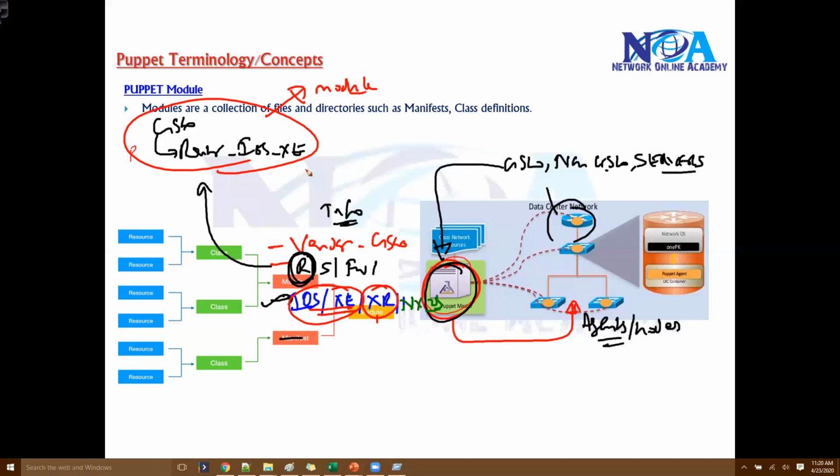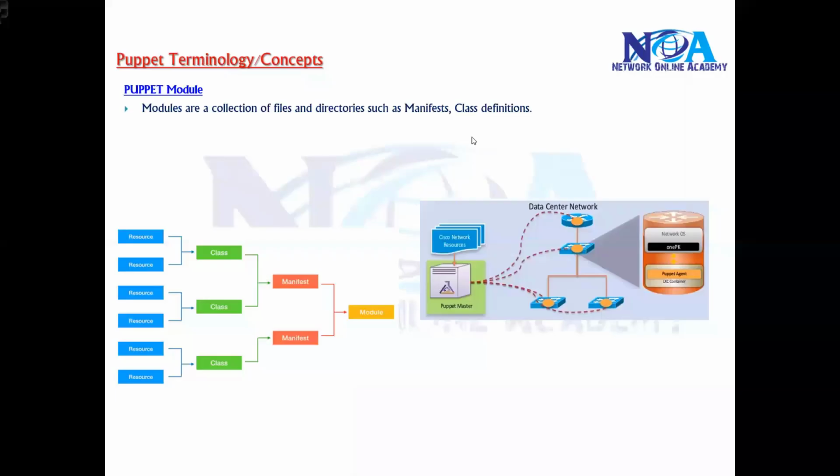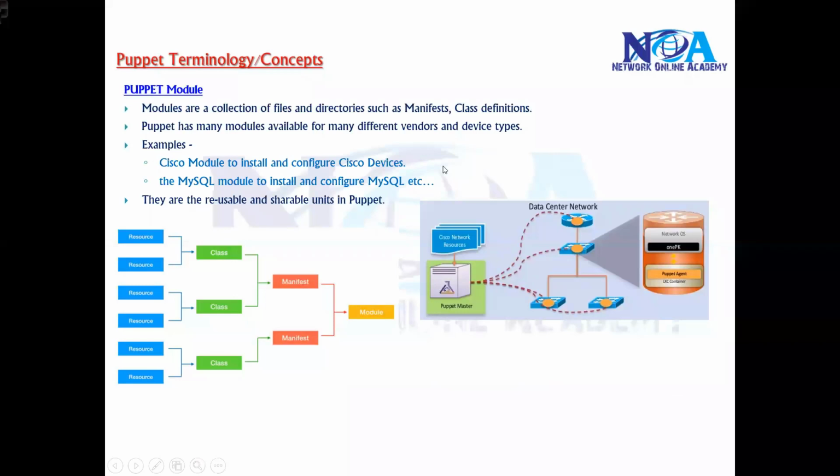Okay, so this is going to give a skill so that the Puppet can understand and talk to the nodes, whether it is what type of device it is, whether it is a router or switch, or what vendor it is, and what is the operating system it is running. So these are collectively referred to as something called a module. Again, the Puppet has many modules available for different vendors and different types of devices.